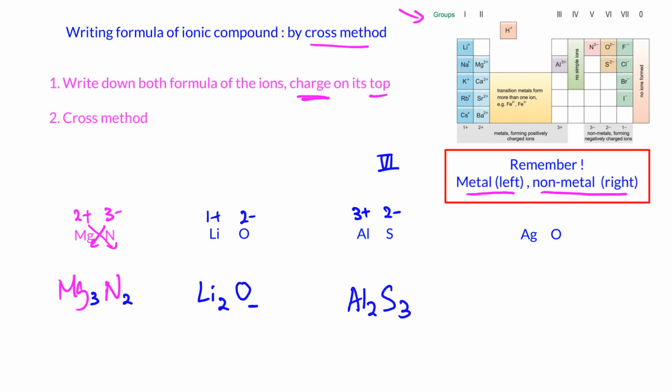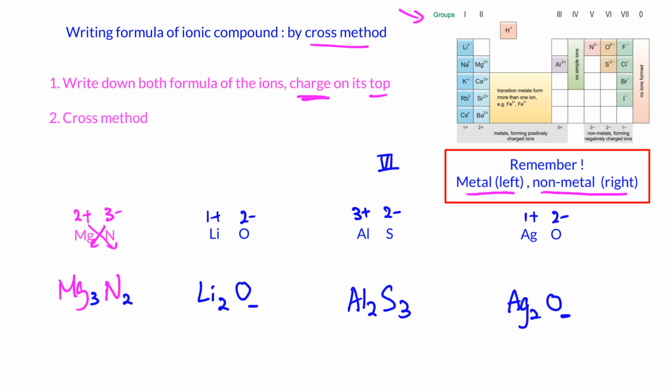Okay, last one. Ag. You can also perform this on elements other than main group elements, as long as you know the charge, it's okay to use the cross method. So Ag should be 1 plus, and O should be 2 minus. So this one will become Ag2O. Do I need to write 1? No need to write 1.